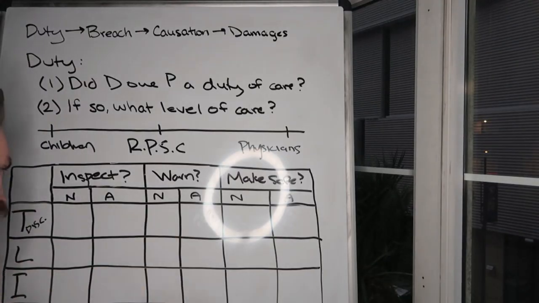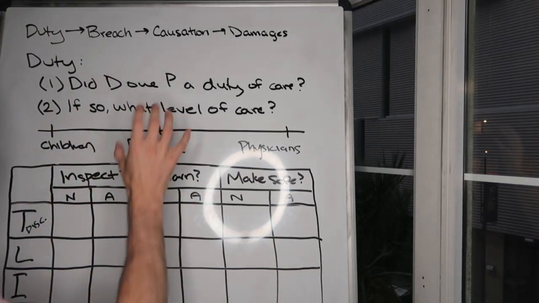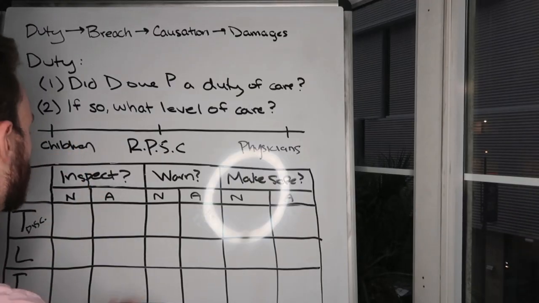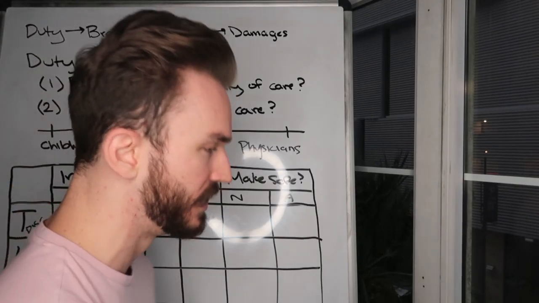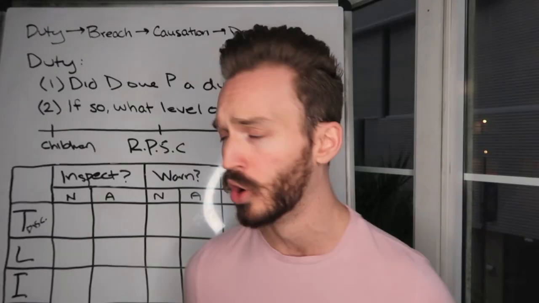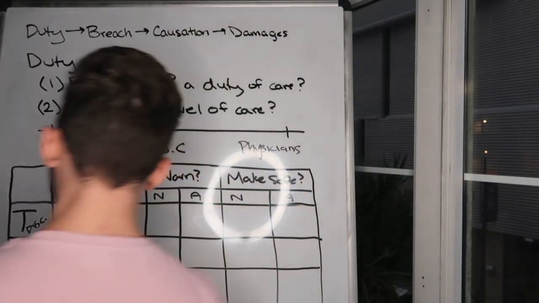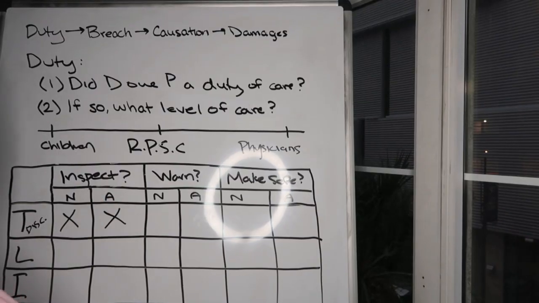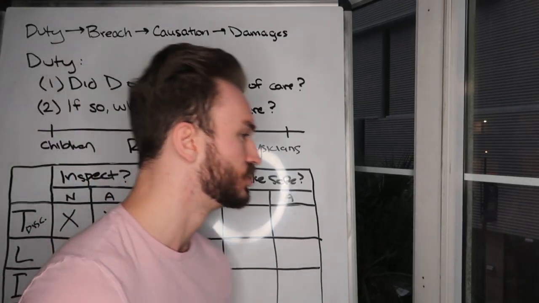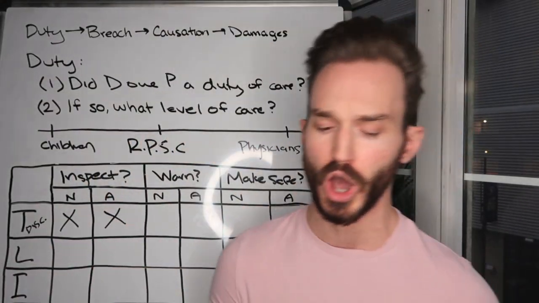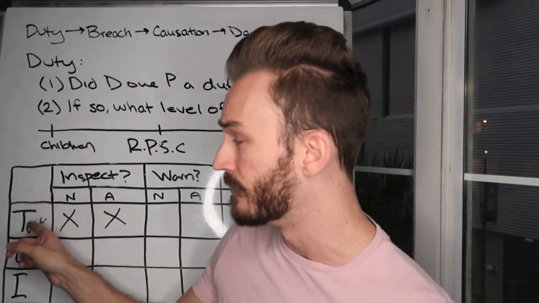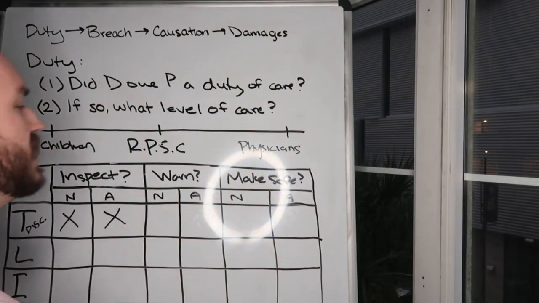Okay, so does a land possessor owe a duty to inspect the land for discovered trespassers? These are foreseeable trespassers. The answer here is going to be no. No duty to inspect is owed to discovered trespassers. You don't have a duty to go out on your land and look for hidden dangers for discovered trespassers. No duty to inspect. Do you have a duty to warn?